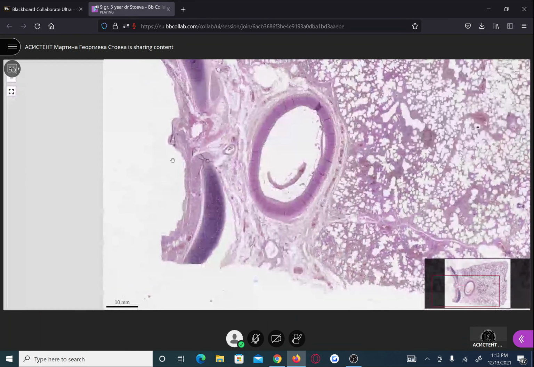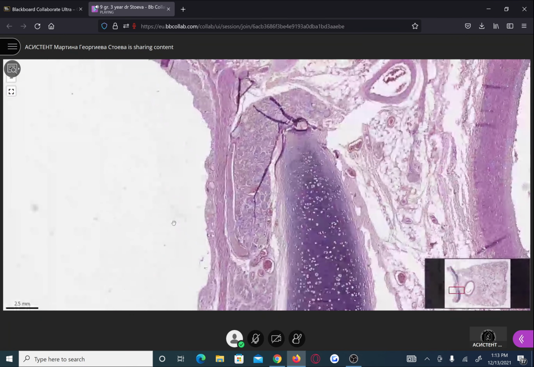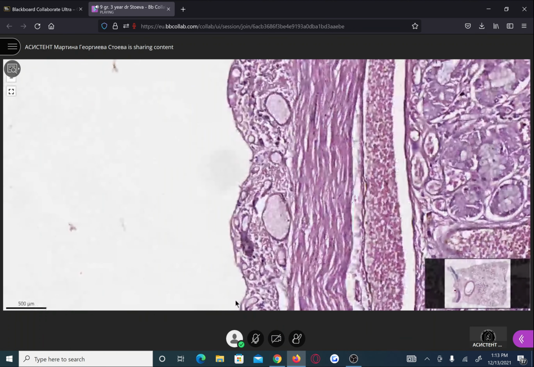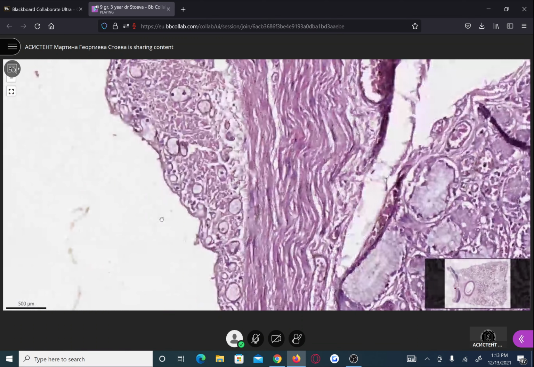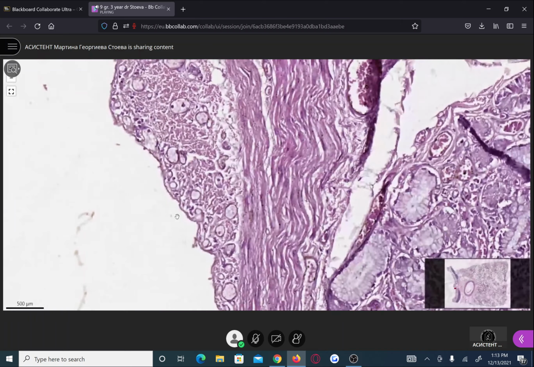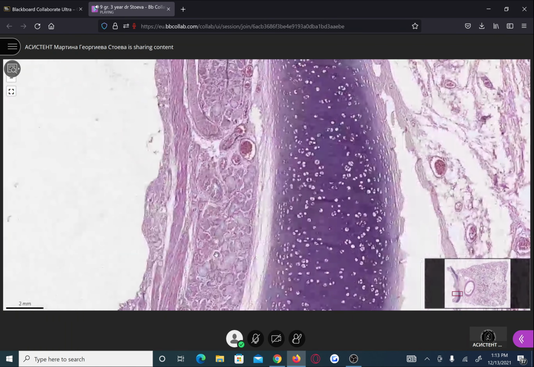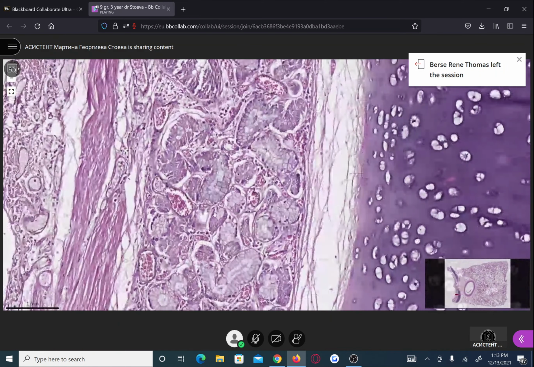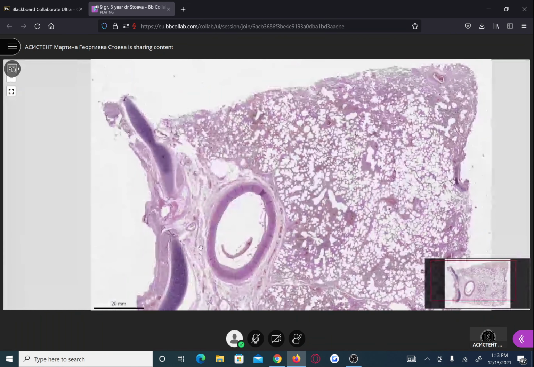Then here is the lumen of the bronchus, but unfortunately we can't find any epithelial lining. This is again because of an autolytic change of the epithelium after death of the patient. The specimen is taken during an autopsy. There are also some glands in the wall. So finally we can say that this is a large bronchus.